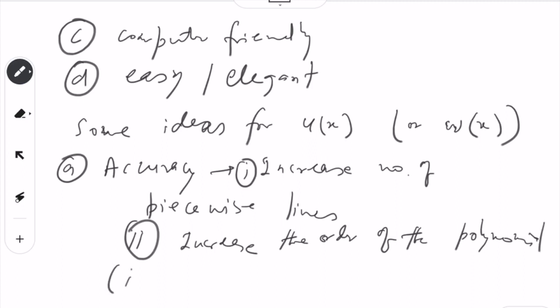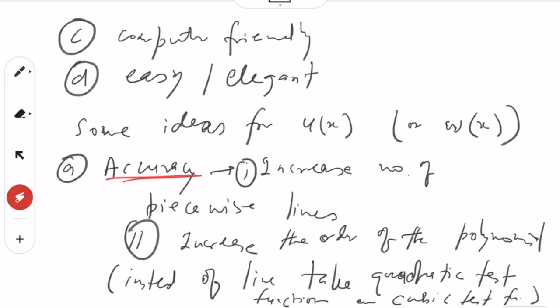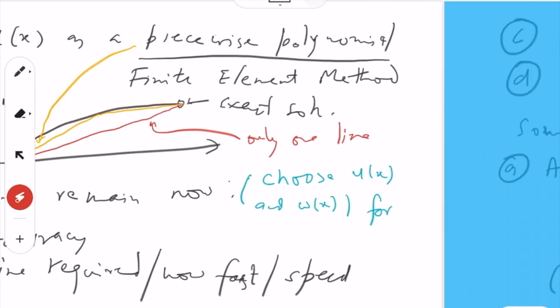So, what it means is, instead of a line, take a quadratic test function. This will be one example, a quadratic test function or cubic test function, etc. So, there are two ideas. For accuracy, either you have more number of lines. More number of lines means you will trace very closely. It is still linear only between 2 points, but these lines are so small that it will almost trace the exact solution. That is one idea.